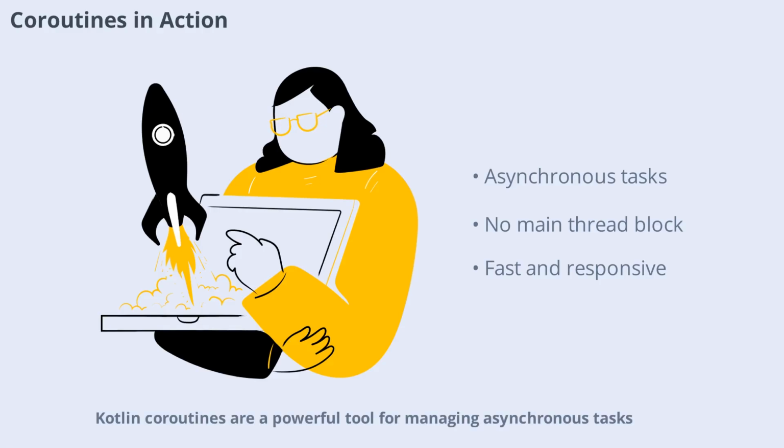Kotlin coroutines are a powerful tool for managing asynchronous tasks. In our session management engine, coroutines handle everything from token refresh to session validation, all without blocking the main thread. This keeps the app fast and responsive, even during complex operations.